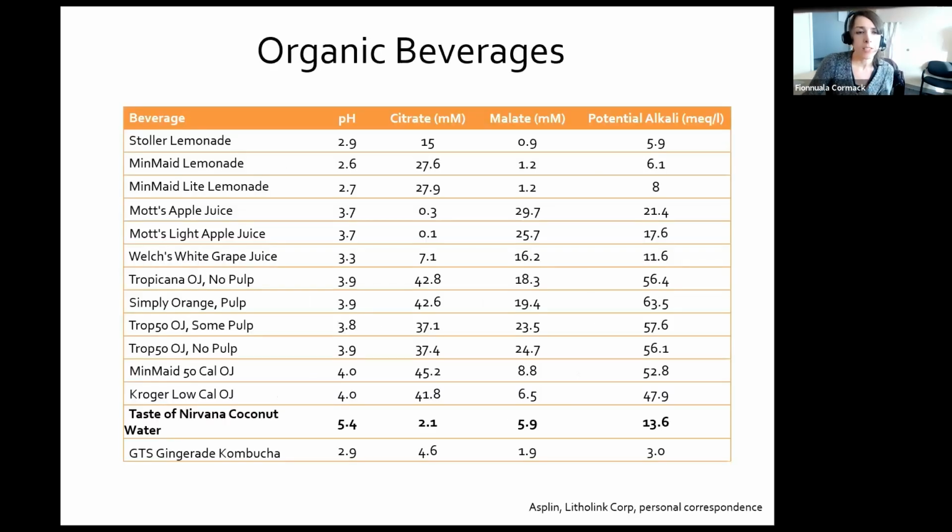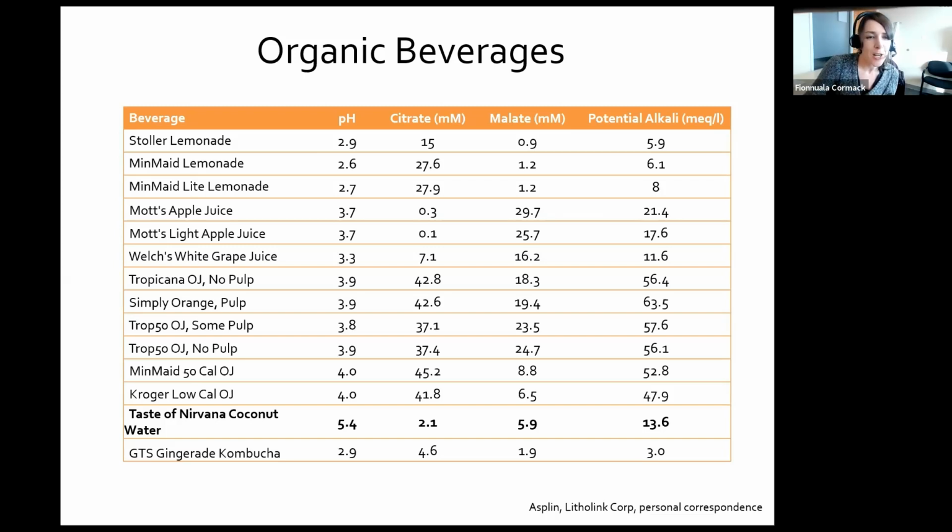And then I got these slides from Dr. Asplund, so he is fine with me sharing this, and he has had a field day with measuring alkali potential in different beverages. So you see things like Tropicana is very high, Simply Orange very high, but of course the problem is the sugar, so we can't really prescribe this to our patients.